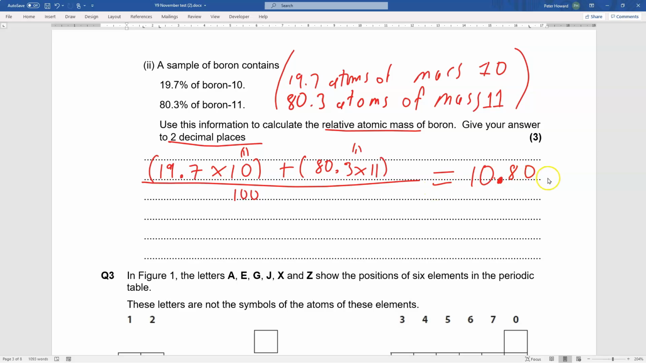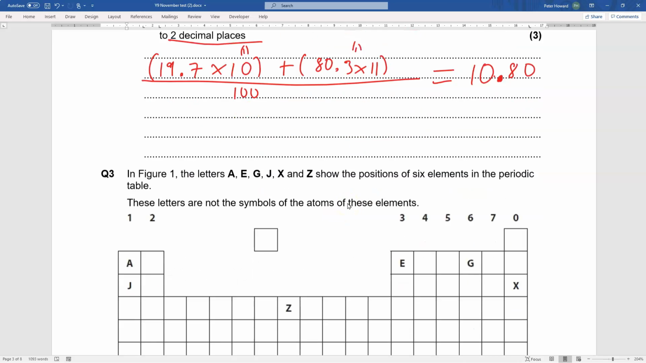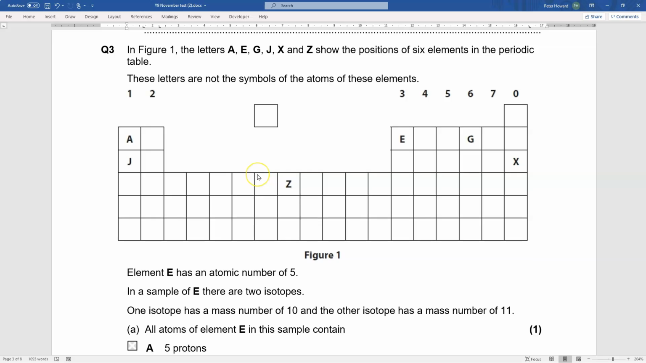Now, lots of you didn't necessarily write down your calculation, so I would like you to write down your calculation. The reason is that if you failed to write 10.80, you could still get marks for partial answers. So, question 3 shows the elements in the periodic table.